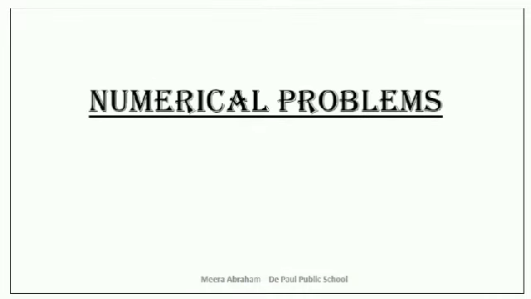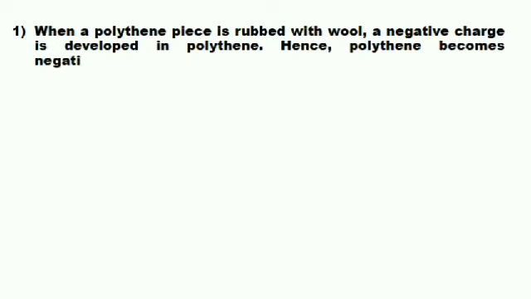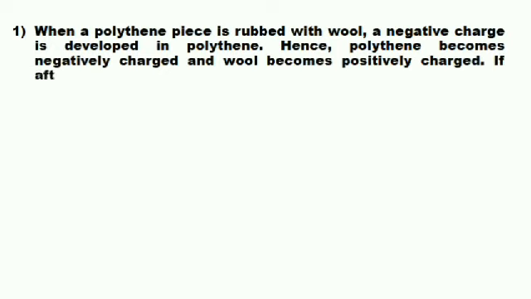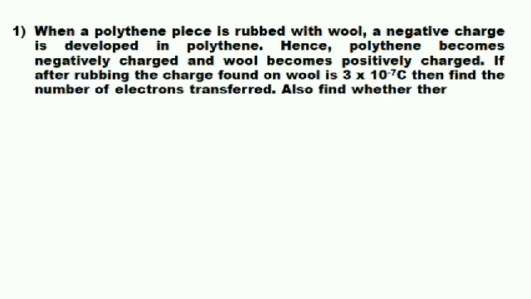So now we are going to deal with the numerical problems of the section quantization of charges. So question: when a polythene piece is wrapped with wool, a negative charge is developed in polythene. Hence polythene becomes negatively charged and wool becomes positively charged. If after rubbing the charge found on wool is 3 into 10 raised to minus 7 coulomb, then find the number of electrons transferred. Also find whether there is any transfer of mass.